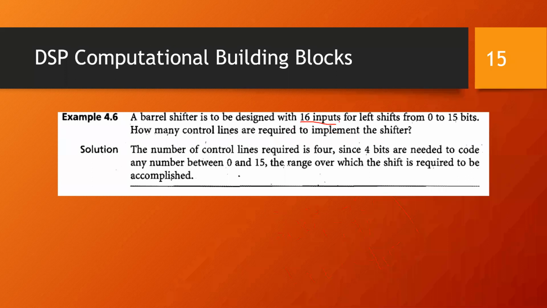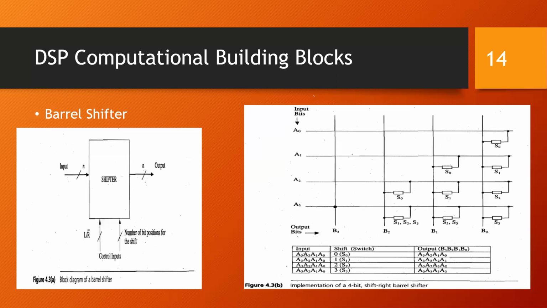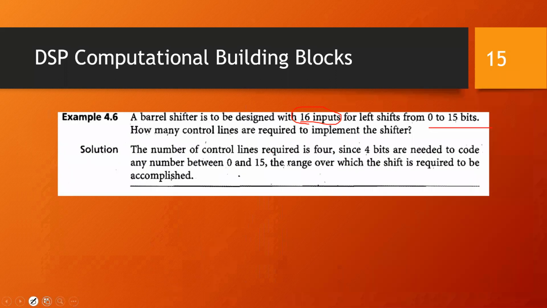Don't go with how many inputs he has given. He is just specifying that it is designed for 16 inputs, for left shifts from 0 to 15. So what does this imply? 16 inputs, you can read it in this form also, that is 1, 2, so on up to 16. Now if I change some parameters over here, you should be able to estimate what the control lines are and the number of bits required to perform that shift.